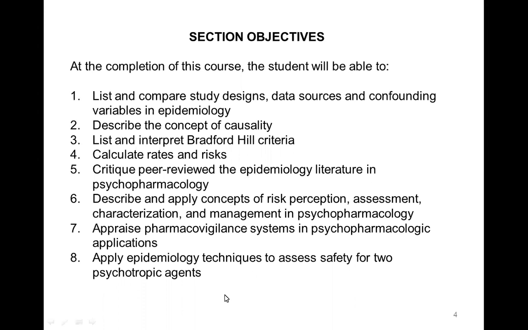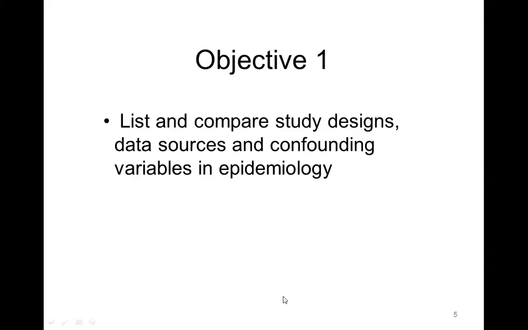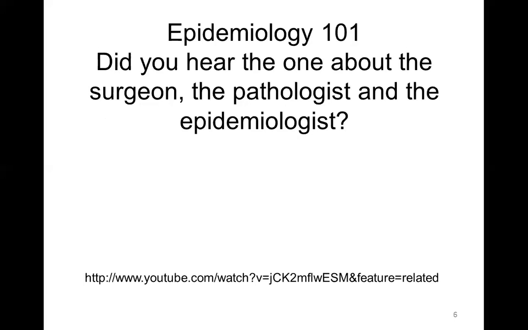These are the basic objectives that we'll go over. We may tackle a few other concepts as well. But these are things that are engaged in the requirements for the PEP exam as well as for program designation. So we're going to talk about different study designs, data sources, and confounding variables in epidemiology.